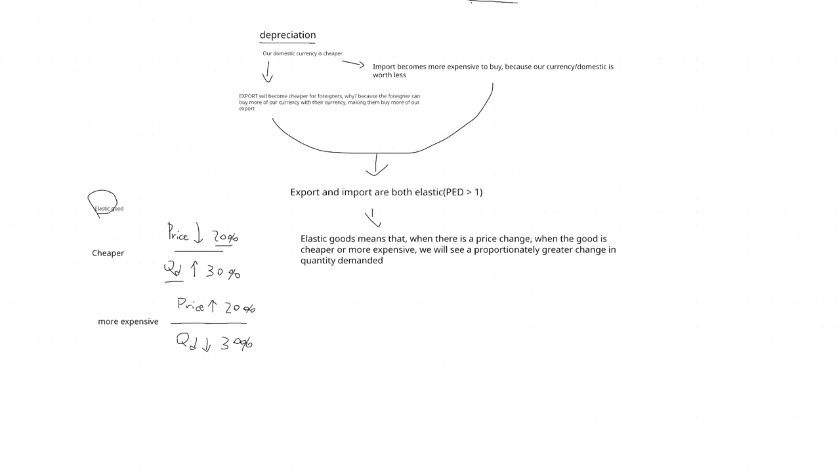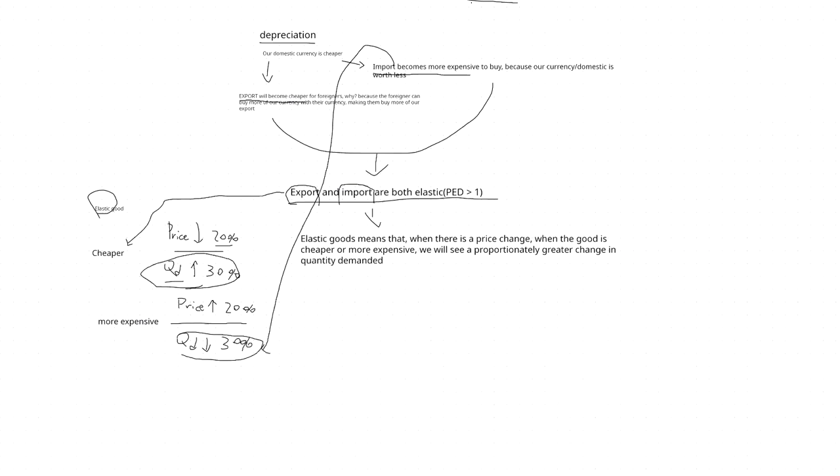Okay. So now that we understand the elasticity, let's take a look at export and import. When export is elastic and import is also elastic, for export, we said that export will become cheaper, right? So when export becomes cheaper, what's going to happen? We're going to have way more people buying our export. When import becomes more expensive, we're going to have way more people not buying our import. Okay. So what is this going to result in?